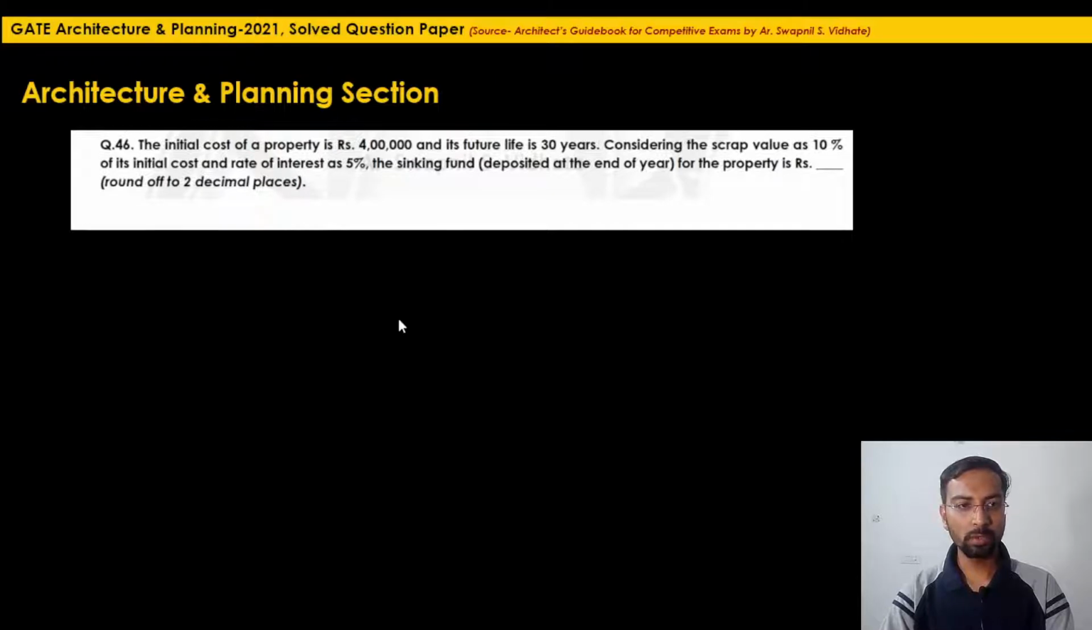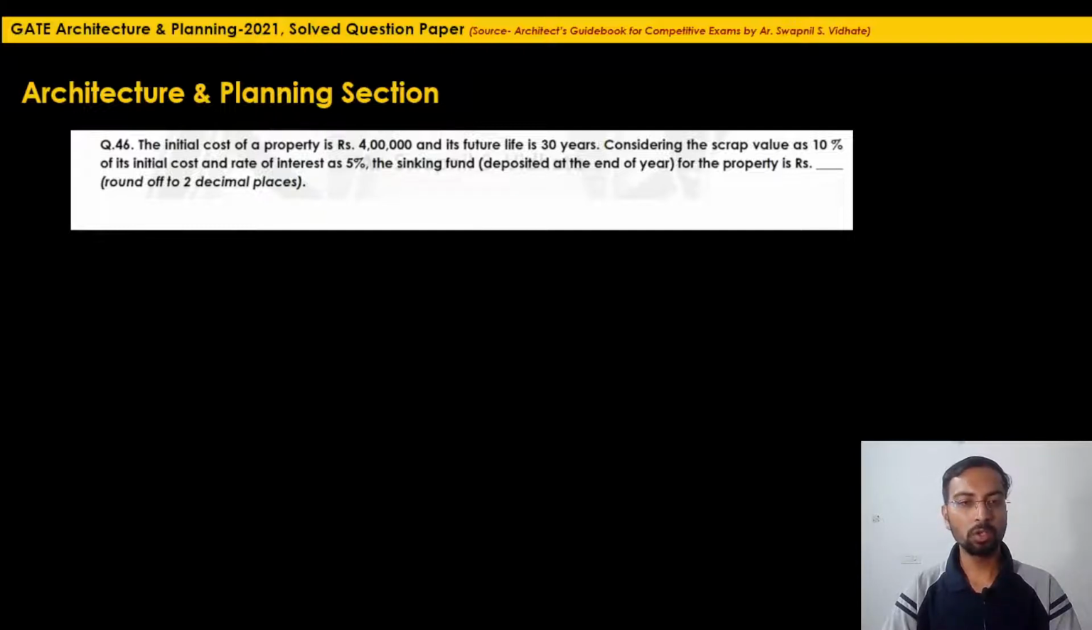Now the next question is based on the sinking fund formula. Again, sinking fund formula. If you have solved the earlier year papers, examples based on the sinking fund formula have been asked. Maybe not too many. I think 5-6 questions are there in the entire GATE book based on this sinking fund theory. So the question is 46.